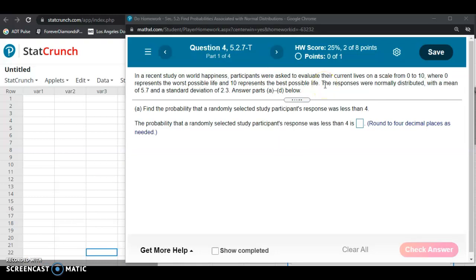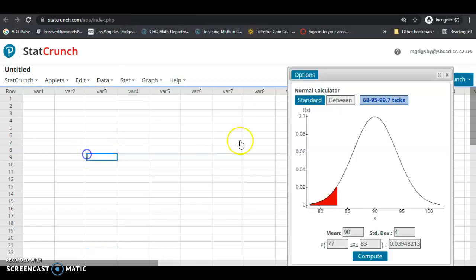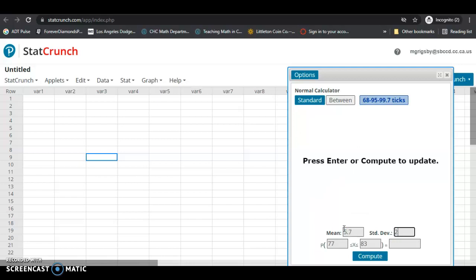The part of the problem that's going to help us answer the question is this last part here. It says the responses of these people about their happiness were normally distributed with a mean of 5.7 and the standard deviation of 2.3. So that tells you that we're going to use the normal distribution calculator in StatCrunch. We're going to input the mean and the standard deviation.